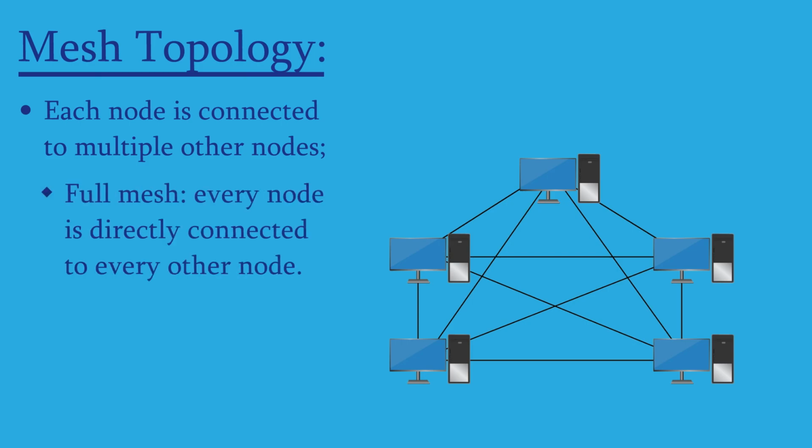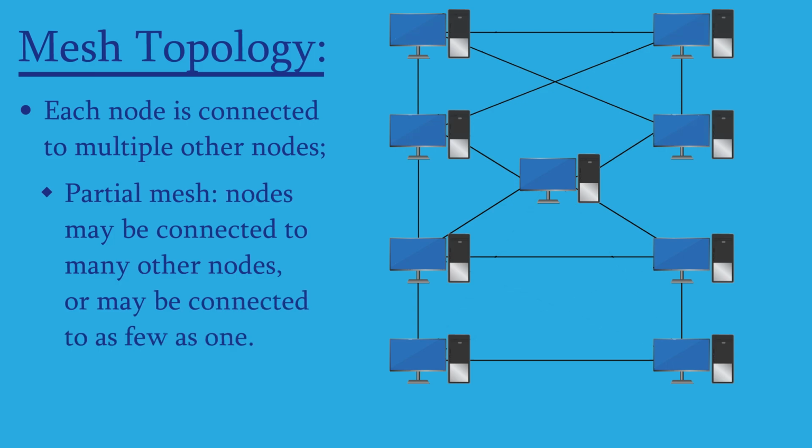In a full mesh topology, every node is directly connected to every other node in the network. This setup provides the highest level of redundancy and reliability. In a partial mesh topology, some nodes are connected to multiple other nodes, but some are connected only to those nodes with which they exchange the most data. This is a more cost-effective approach compared to full mesh.